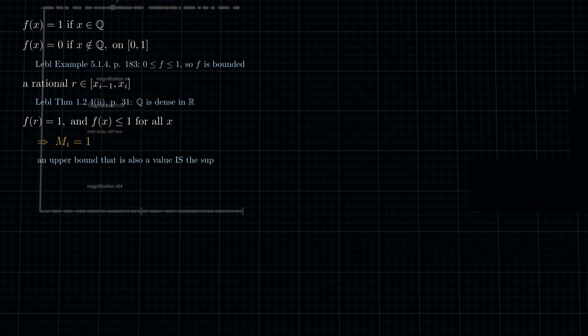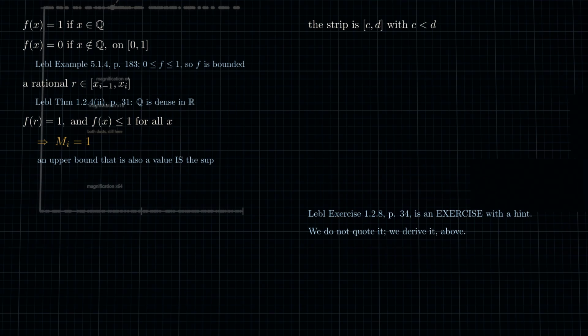Question 2. The infimum. We need an irrational in the strip. Our Lebl leaves that as an exercise. Four lines. Say the strip runs from c to d, with c less than d. Subtract root 2 from both. c minus root 2 is less than d minus root 2. By density, there is a rational r strictly between them. Add root 2 back to all three. c is less than r plus root 2, which is less than d. So r plus root 2 is in the strip.